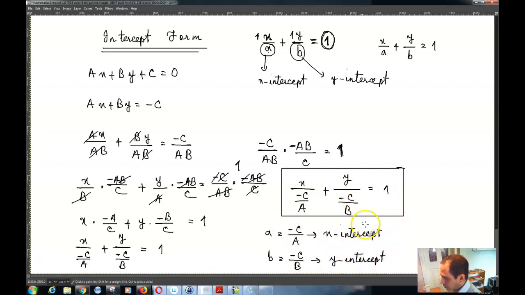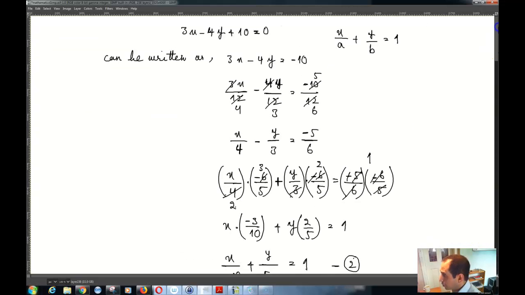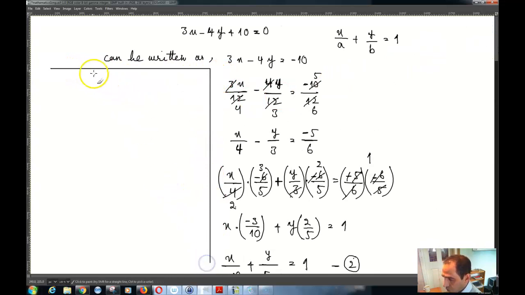And that's basically that. So that means you don't really need to do this whole thing. Negative c by a, negative c by b. That was negative c by a and negative c by b.